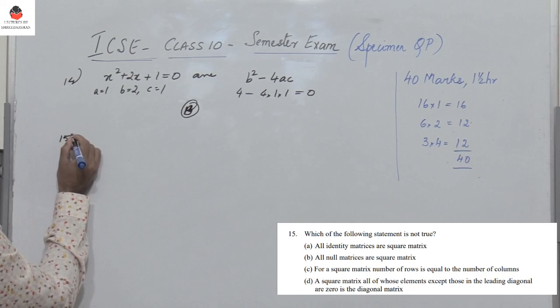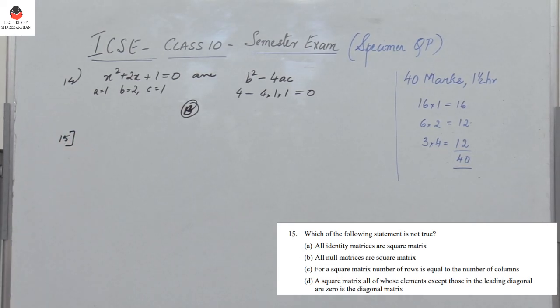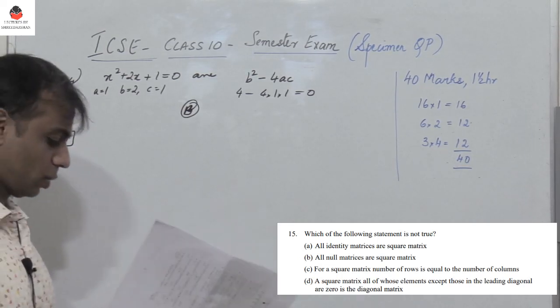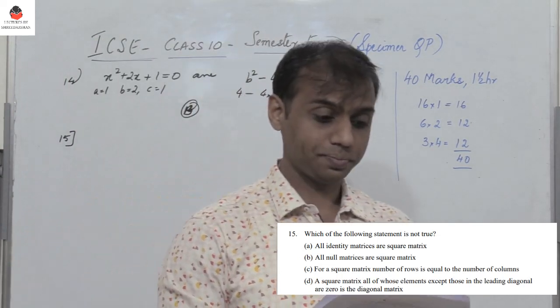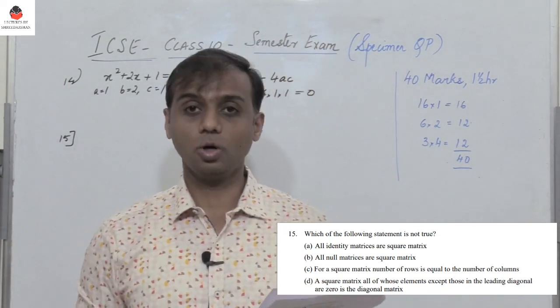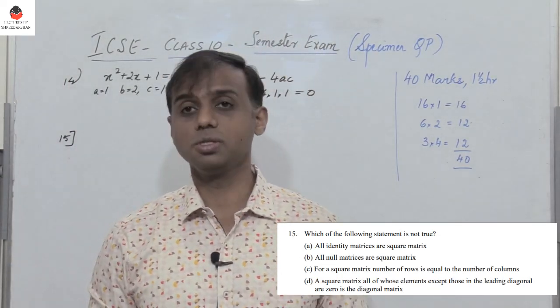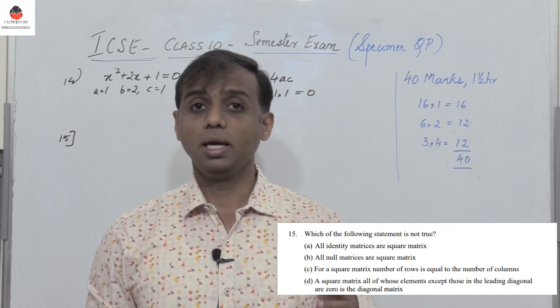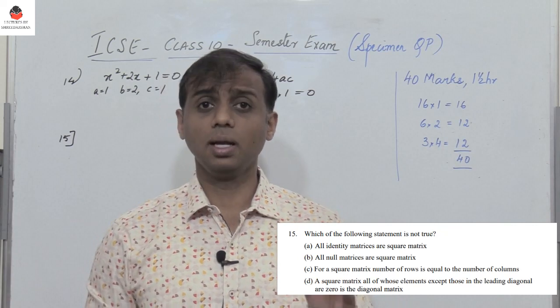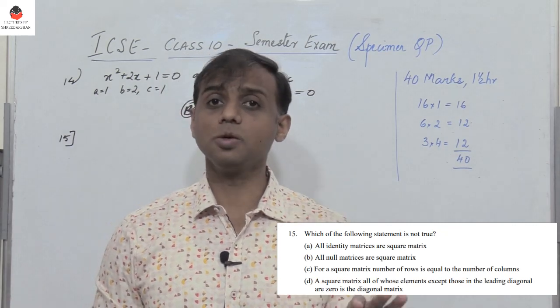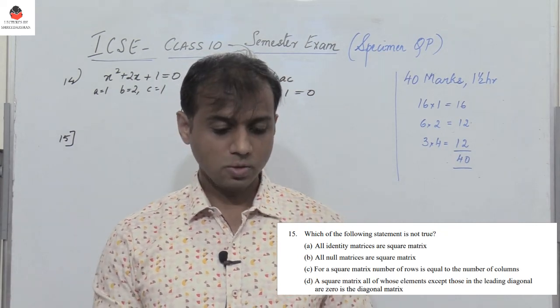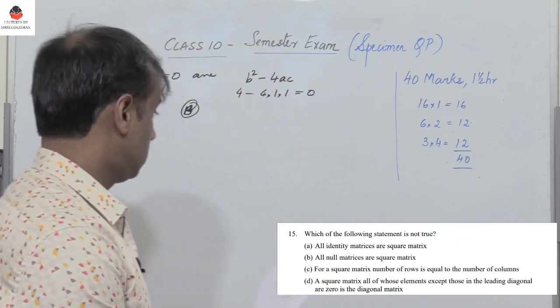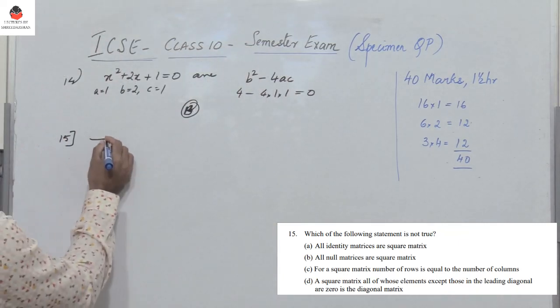15th one, which of the following is not true? All identity matrices are square matrices. Of course it is true. Now let's move on to option B. All null matrices are square matrices. It is not true, because any matrix can be a null matrix. A null matrix is one where all the elements of the matrix are 0. So it is option B. So the false statement is option B.